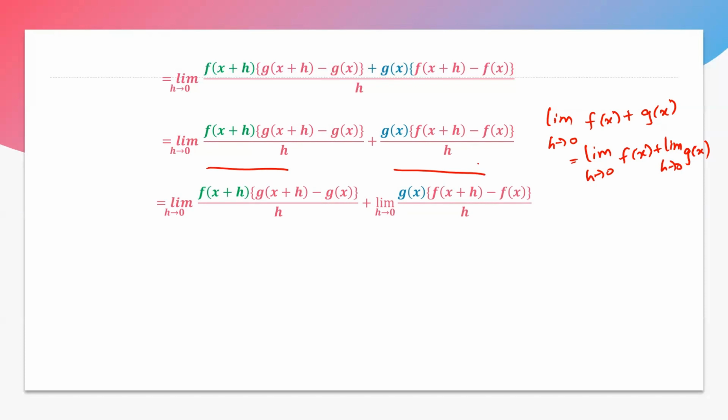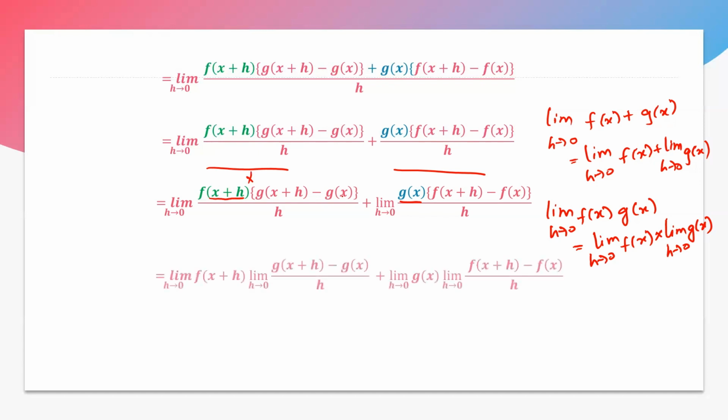Now among these two terms, in the first term, we have f of x plus h as common factor. In the last term, we have g of x as common factor. Now we are going to apply the product rule for limits. So limit h tends to 0, f of x into g of x is equal to limit h tends to 0, f of x into limit h tends to 0, g of x. Here the products are f of x plus h into g of x plus h minus g of x by h. So we are going to apply the product rule.